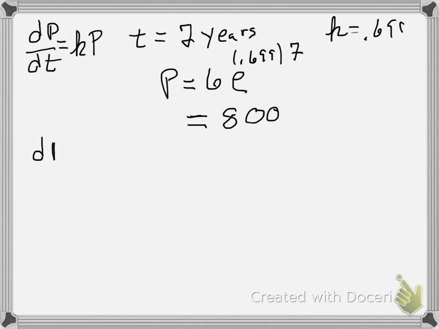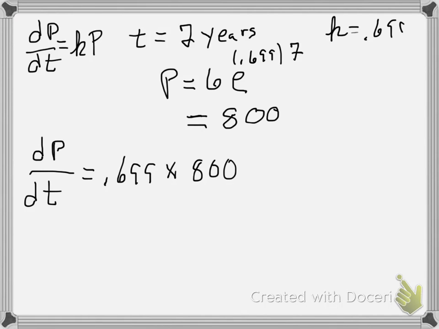So dP/dt at 7 years is going to be that growth constant, 0.669 times 800. And I get 559. So, hopefully you're a cat lover, because after 7 years you are getting an extra 559 cats per year.